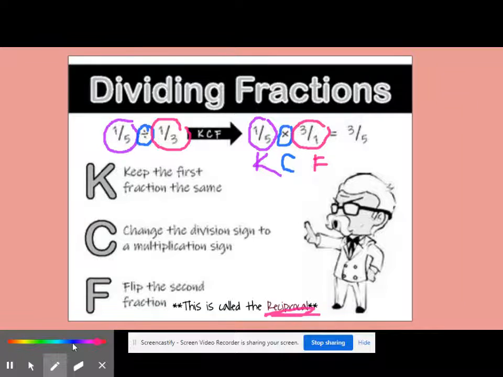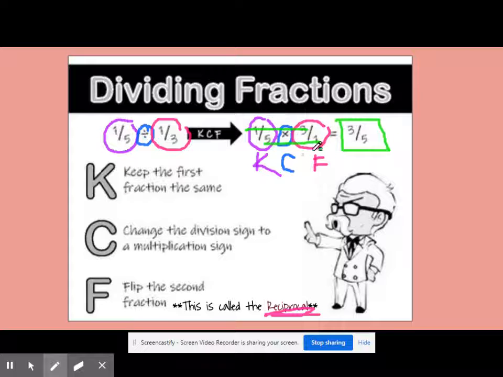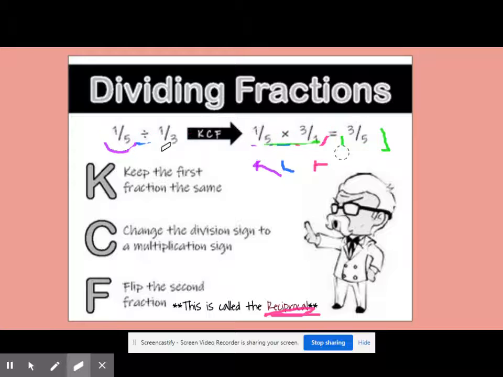Then the rule remains exactly the same from last week. When you multiply fractions, you go straight across. So 1 times 3 is 3, 5 times 1 is 5. That is my final answer. So you're going to keep, change, and flip. That is the rule for dividing fractions.